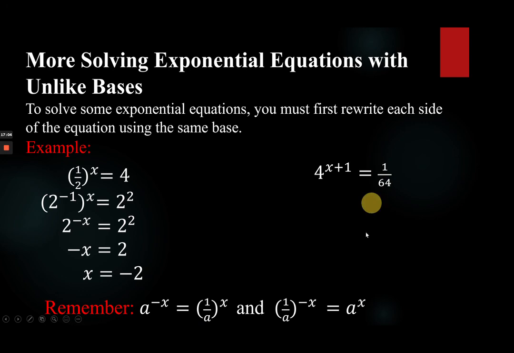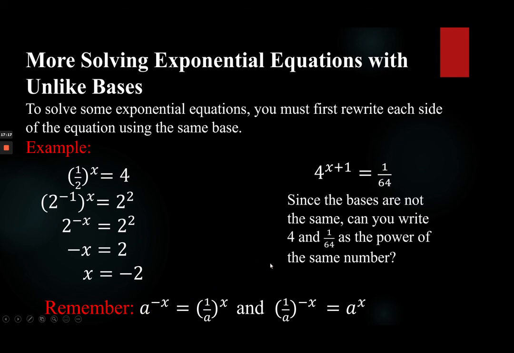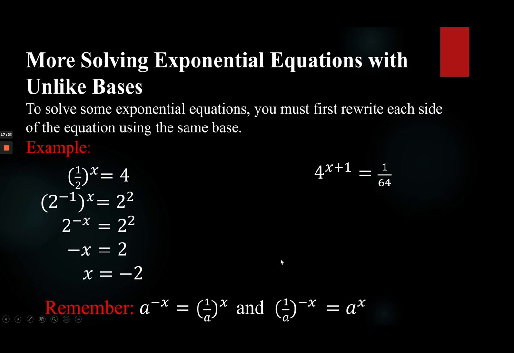Here, we will consider the same. If we are going to flip this one, it's going to become 64 raised to negative 1. Since the bases are not the same, you can rewrite 4 and 64 in the same power, which is actually 4, as I said. And 64 is actually 4 raised to 3. And since it's a fraction, to rewrite it as a whole base with a negative exponent, negative 3. So we have 1 over 64 is 4 raised to negative 3.